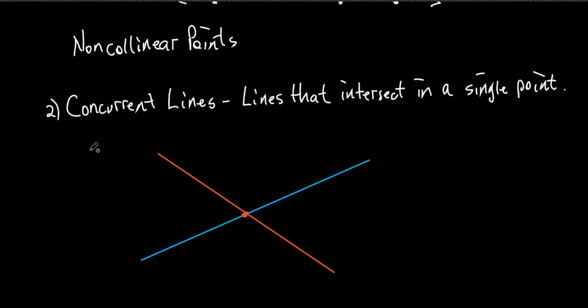Yeah, technically, we should. I was just a little lazy on that, but yeah, you're right. If they're lines, they should have arrows on there. You can add those if you like. All right. So they intersect at a single point.